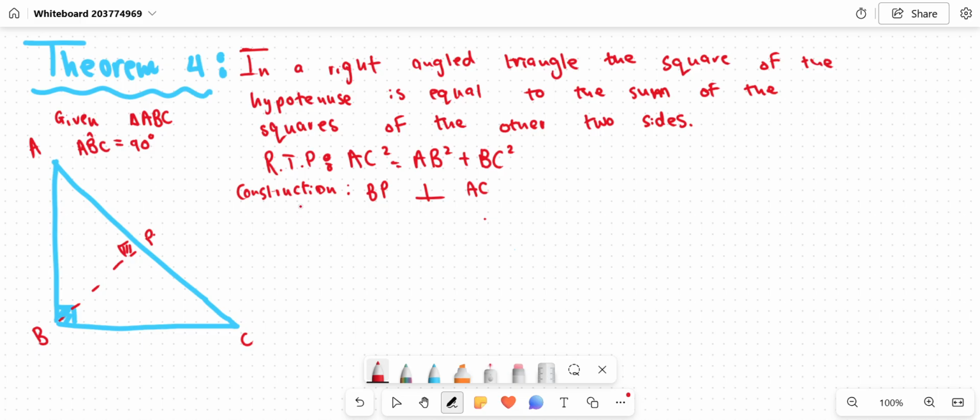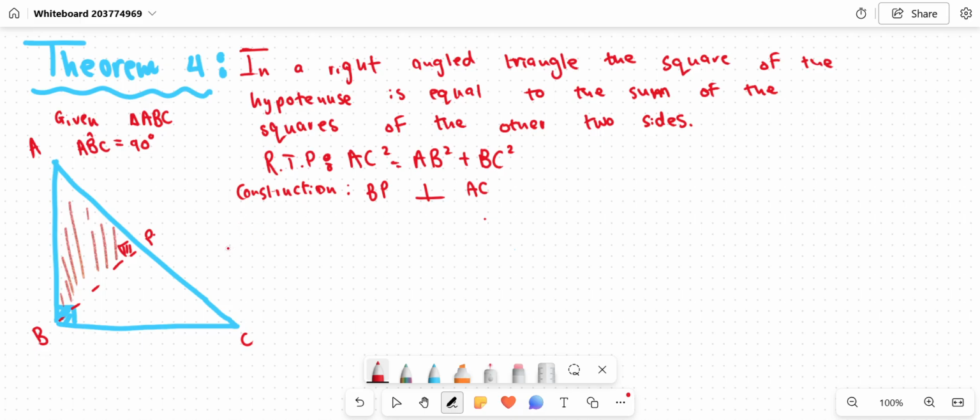Then I'm going to state that since I know theorem number 3, I know that this triangle up here is in fact similar to the bigger triangle, which is the ABC triangle. So me knowing that, it tells me that the sides are going to be proportional.